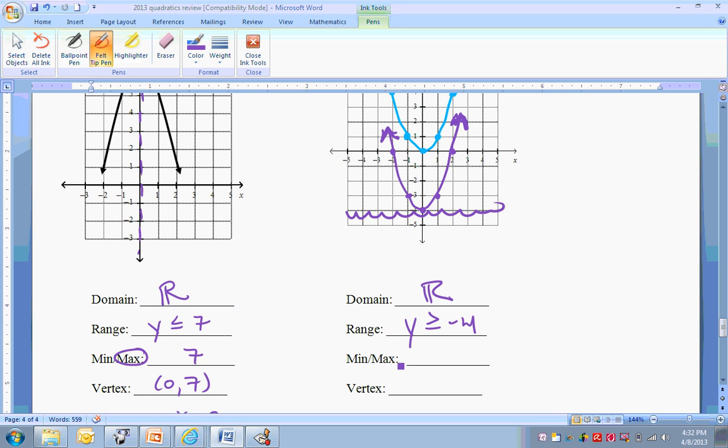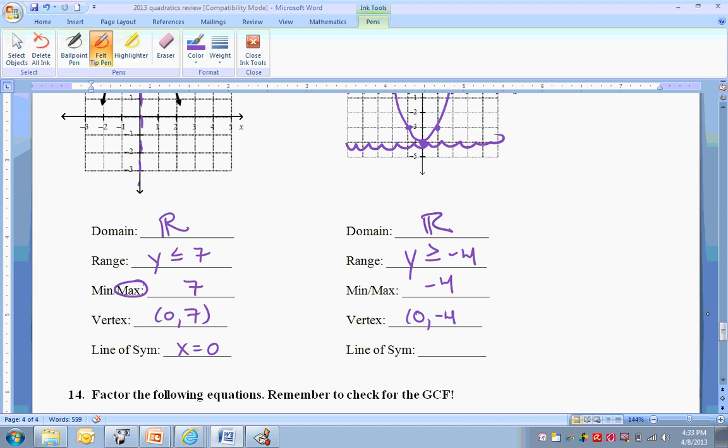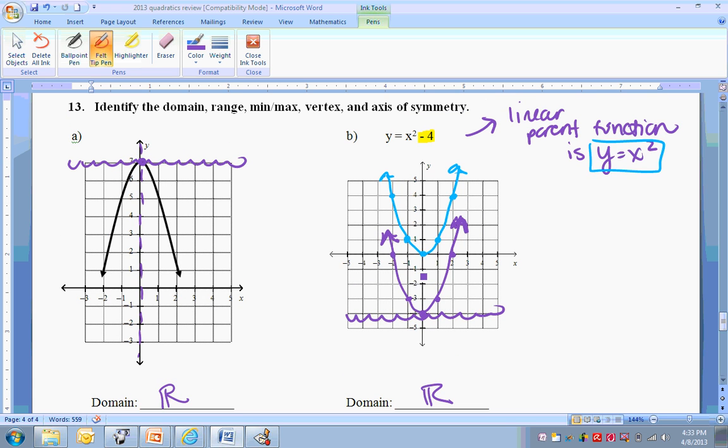Now my minimum y value is at negative 4. And my vertex, or my lowest point, is at 0, negative 4. My line of symmetry, the line that divides my parabola in two, the vertical line, is always the x value of my vertex, so it's x equals 0. And if you notice, that is the line that cuts my parabola where it crosses the x-axis at x equals 0.